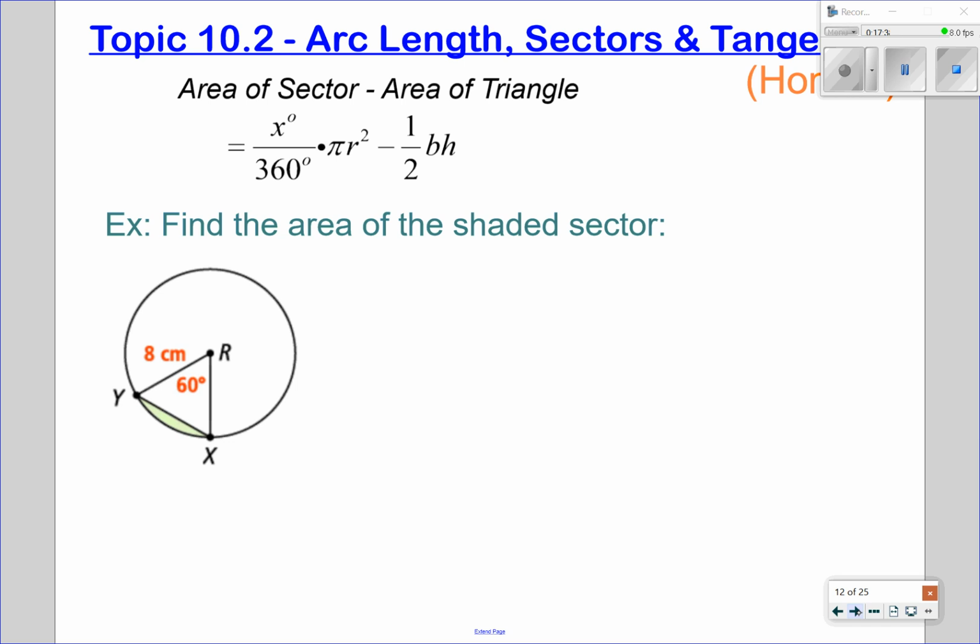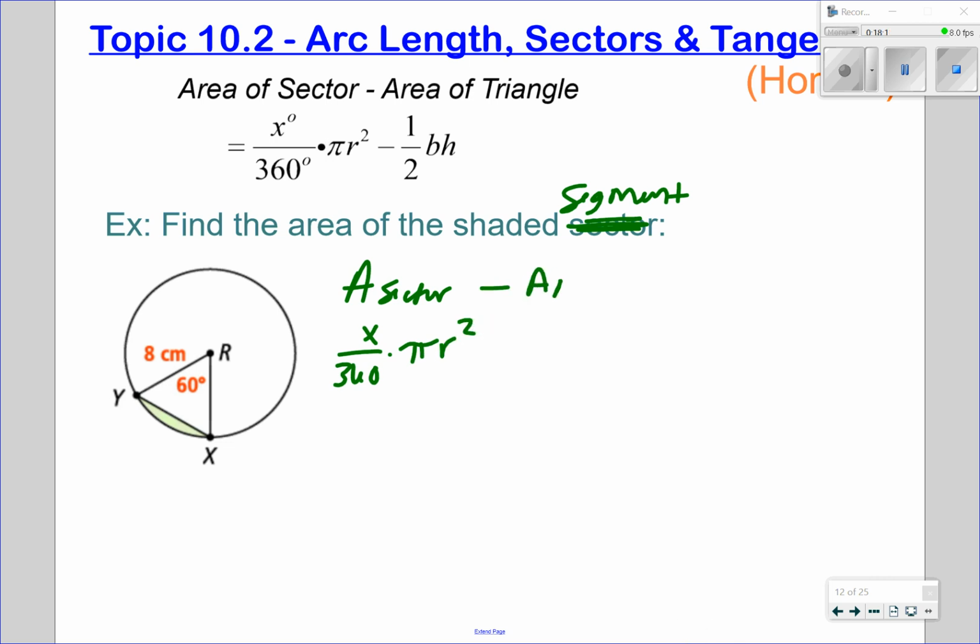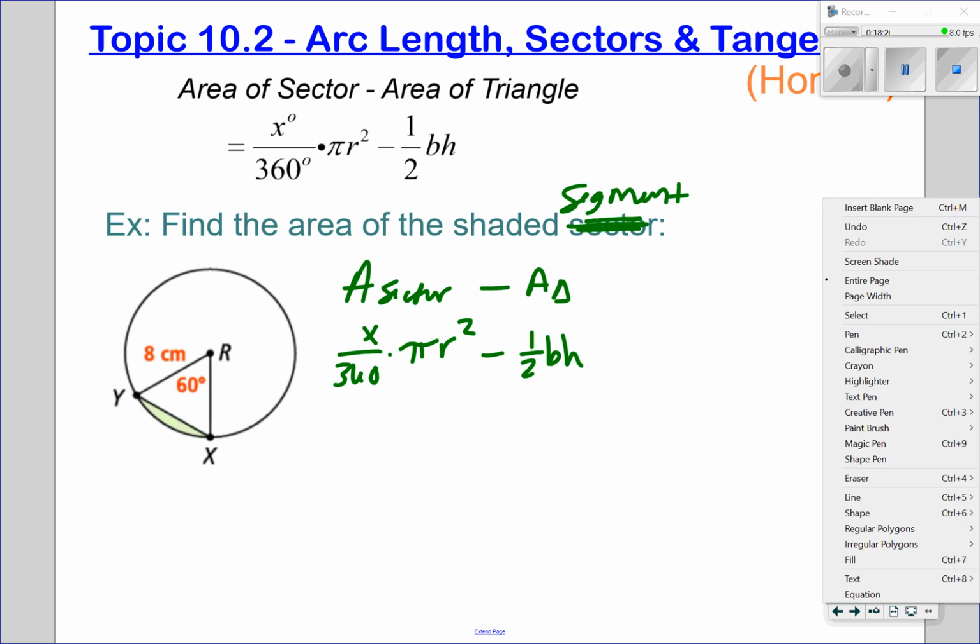If this is our first one, some of you might be thinking, well, I know how to find the sector, okay, but I don't know how to find the triangle. So really fast, this should say segment, my apologies. But if you're asked to find the area of this segment, we know that the area of our sector is just x over 360 times pi times our radius squared, minus the area of our triangle, so minus 1/2 base times height.